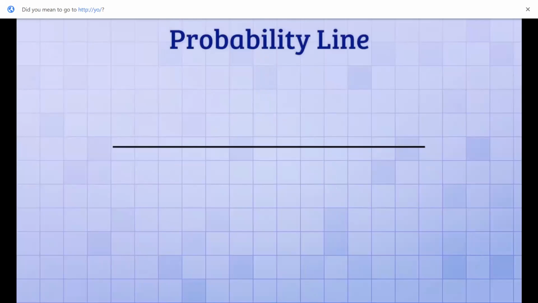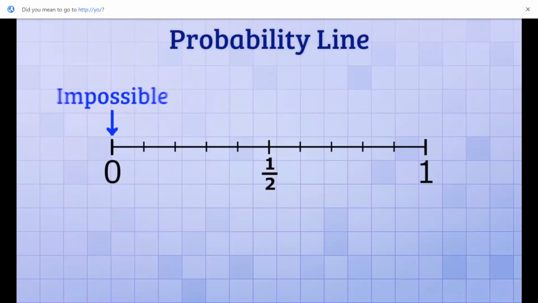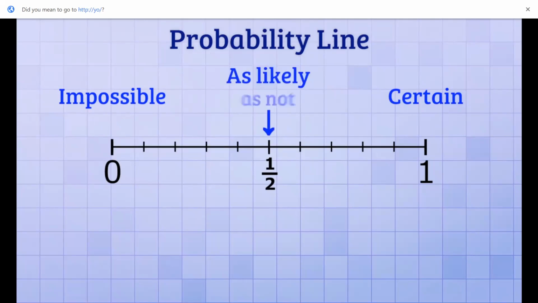Let's look at this in a little more detail on something called a probability line. It's a number line that goes from 0 to 1. A probability of 0 means that an event cannot happen. It's impossible. And a probability of 1 means that an event is definitely going to happen. It's certain. That's why the probability line only goes from 0 to 1. An event can't be less likely than impossible, and it can't be more likely than certain. A probability of 1/2, like with our coin toss, means that an event is just as likely to happen as it is to not happen.